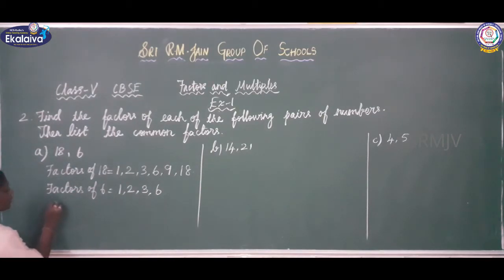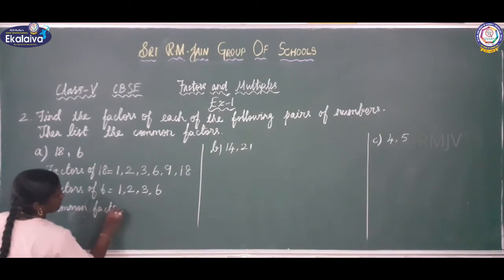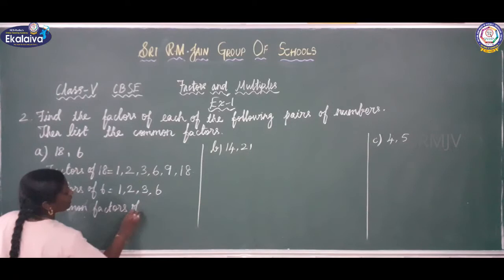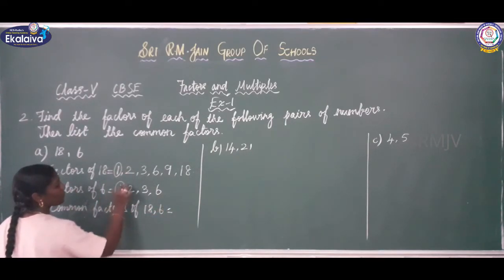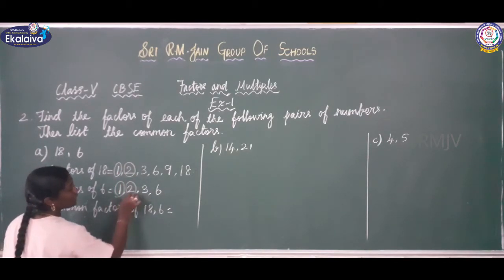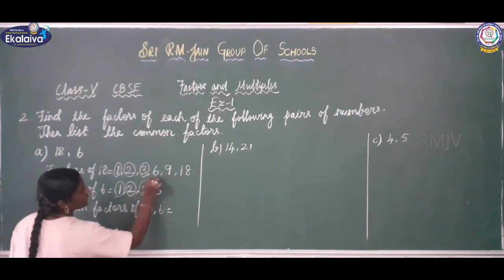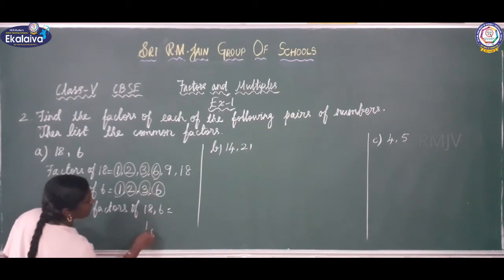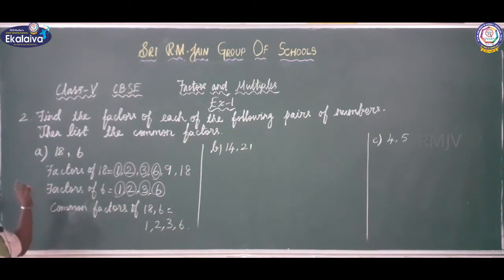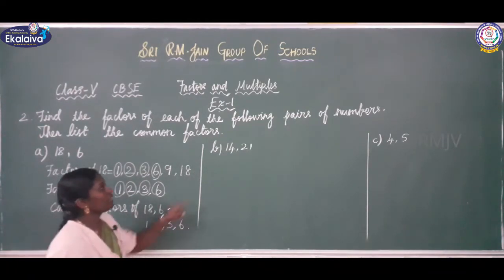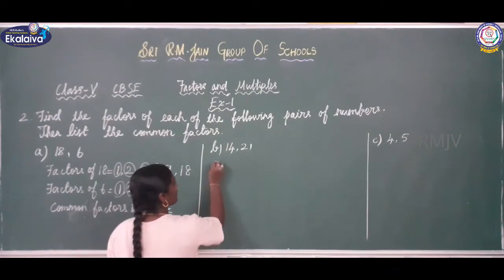Okay. So, now we are going to find the common factors. Common factors of 18 and 6. Which are the common factors? Here 1 and 2, here 3 and 6. So, 1, 2, 3 and 6. These are the common factors of 18 and 6. Okay. The next numbers, 14 and 21.